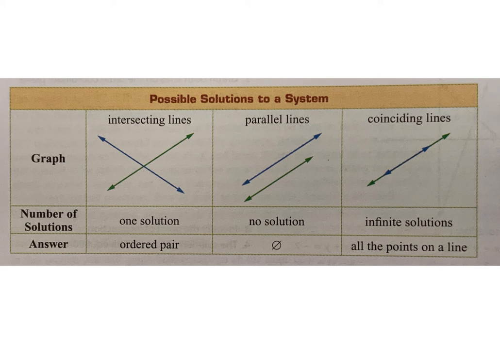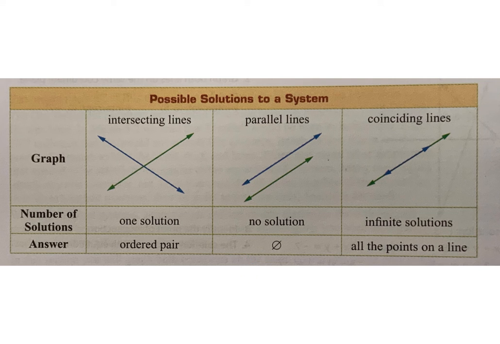But there are three possible solutions to your systems. The first one is the one that we have been doing, where they just intersect and you have an answer, right? So we have intersecting lines here and they cross, all right? Or you could have parallel lines. Now, if they're parallel lines, they never ever cross, which means there is never a time when they have the same exact solution. So the answer to this system is no solution.